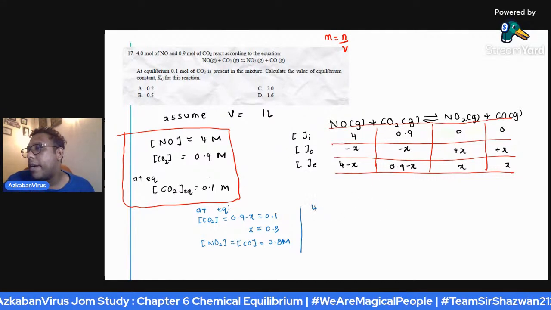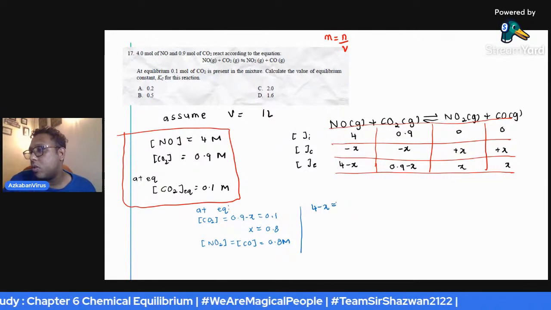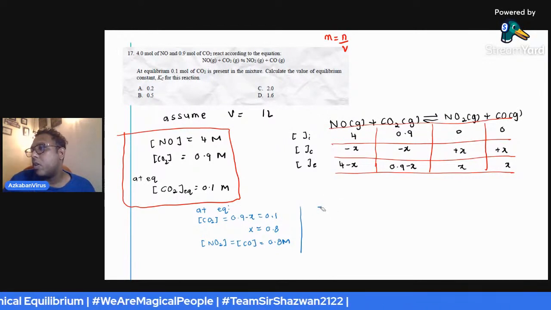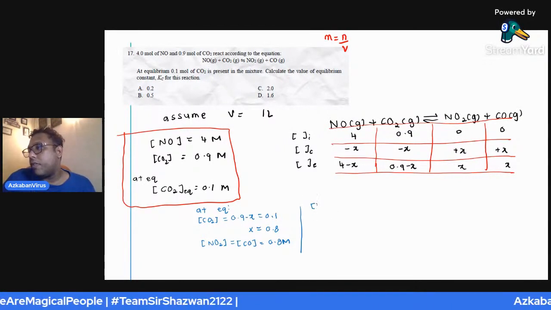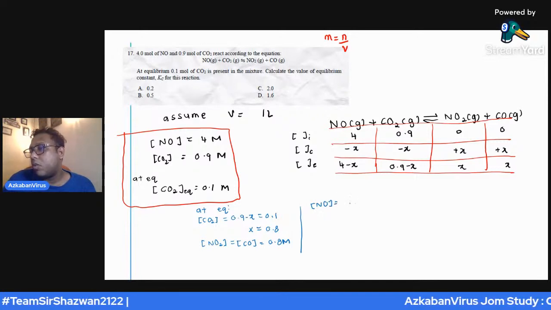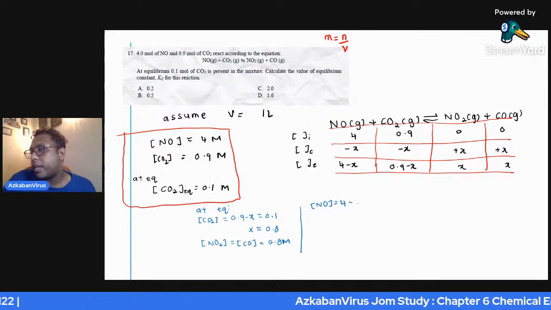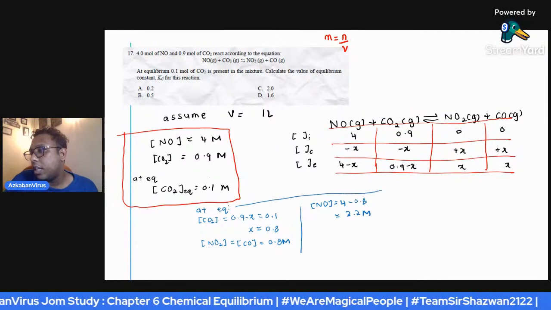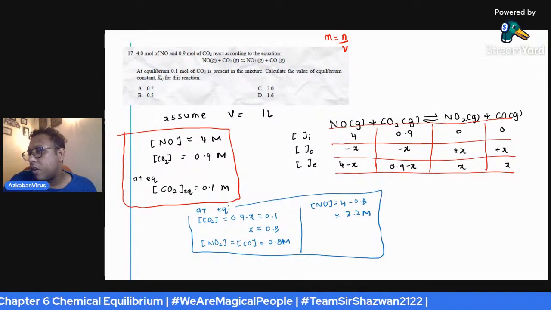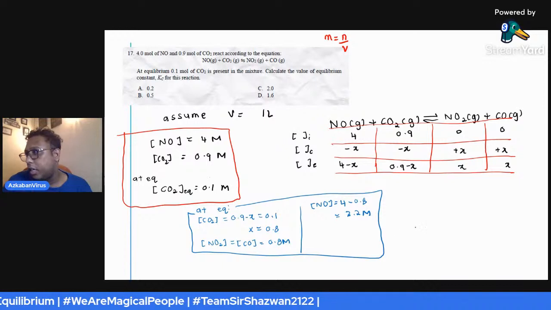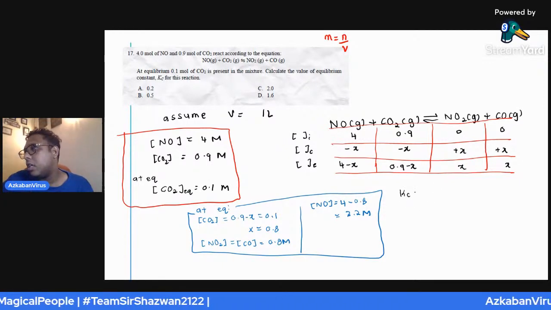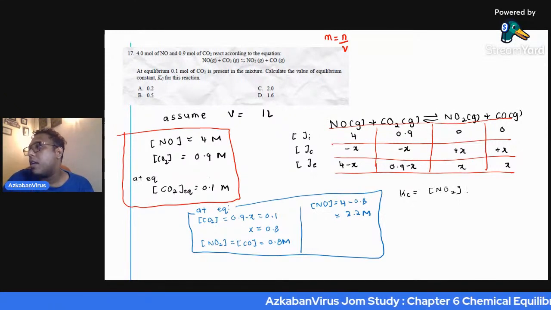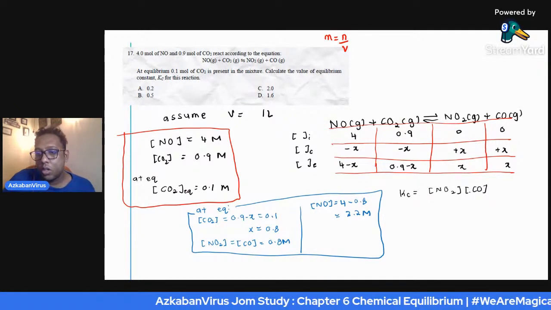And 4 minus X is equal to, tulis dulu. Concentration of NO is equal to 4 minus 0.8, which is equal to 3.2 molar. So, ini kita dah dapat. And from here, we can calculate our Kc. Okay, Kc is equal to concentration of NO2 darab concentration of CO.